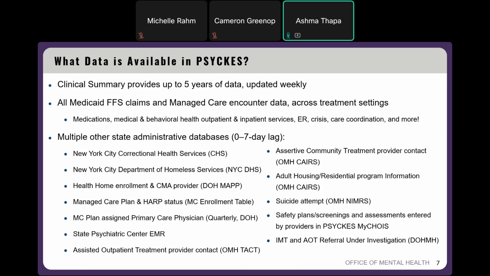So let's take a look at what data is available in PSYCKES. As mentioned previously, we have a few different data sources feeding into the application. So firstly, our clinical summary provides 5 years and beyond worth of data, and again, it's updated weekly. Our biggest billing data source that we have is Medicaid billing. So all Medicaid fee-for-service claims and managed care encounter data is coming into our application across treatment settings.